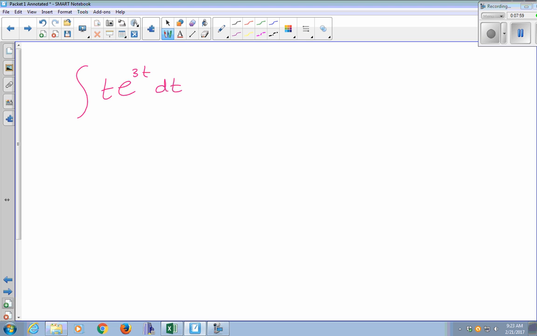So typically when you see a product and u substitution doesn't work, you're going to use by parts. So by parts says that the integral of u dv is equal to u times v minus the integral of v du. So we have to choose a u and we have to choose a dv.